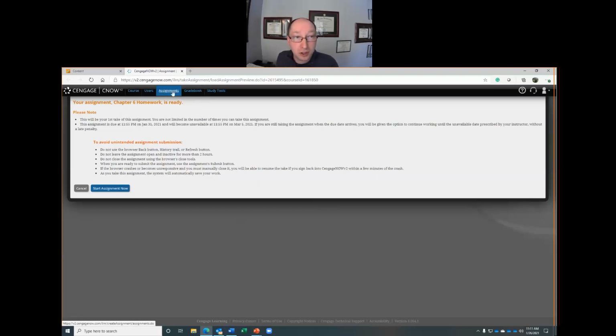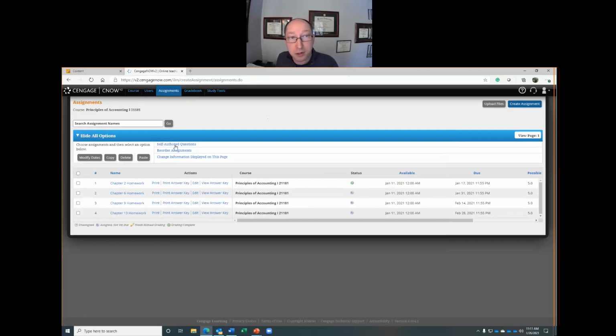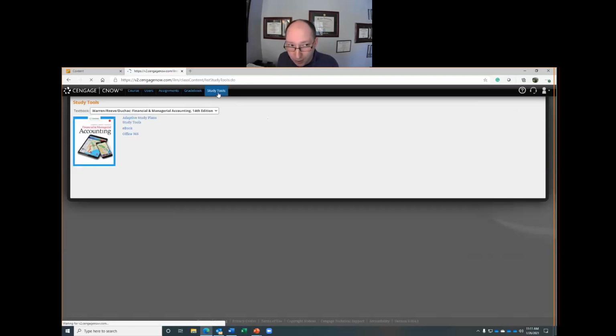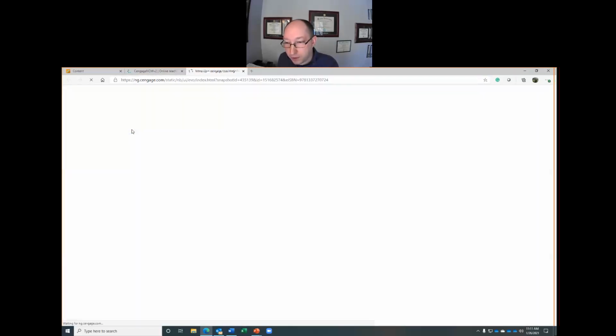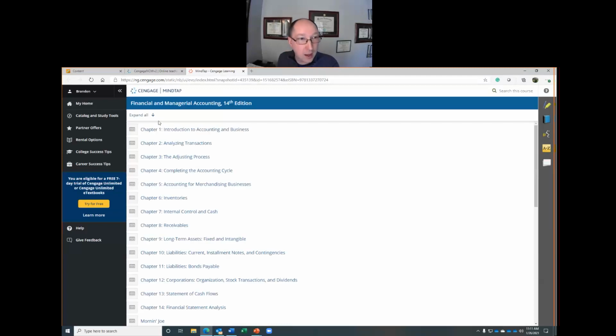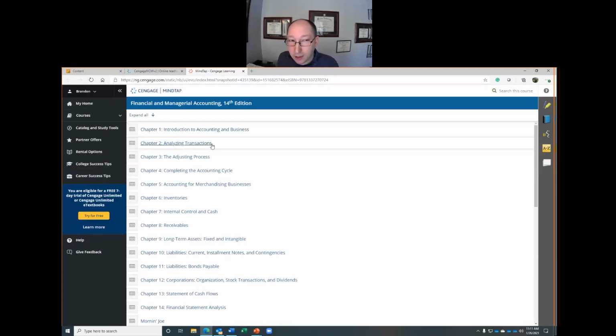And then here you'll just select assignments and then select your respective assignment. To access the textbook, you select this button at the top right. It says Study Tools. Select Study Tools and then select e-book. It will open up the textbook. That is the only way, again, that you can access the textbook and the assignments, is through Blackboard.